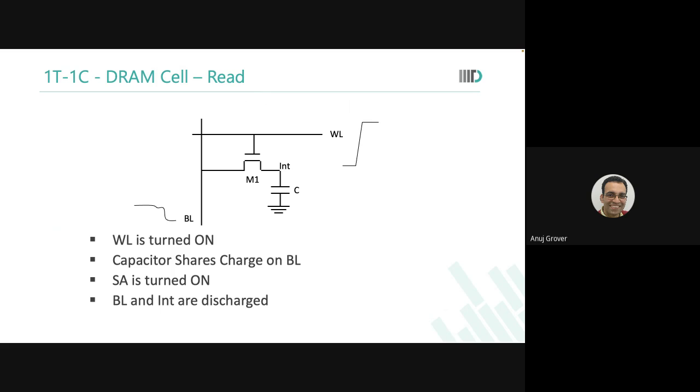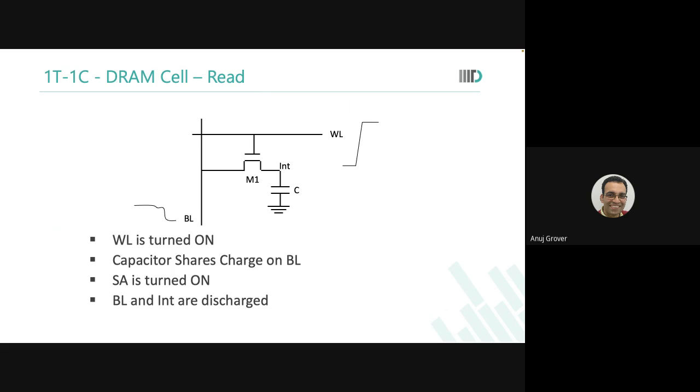So unlike SRAMs, where when I turned on the sense amplifier, I would disconnect the bit line from the sense amplifier. That was what we did in the SRAMs. In DRAMs, I cannot afford to do that because I have to write back the data into the memory cell.